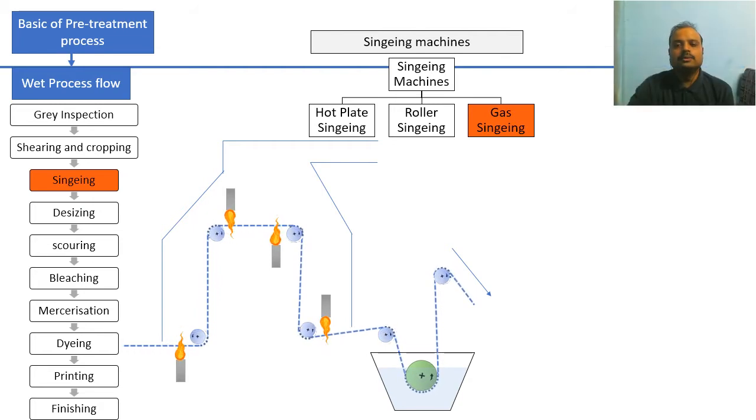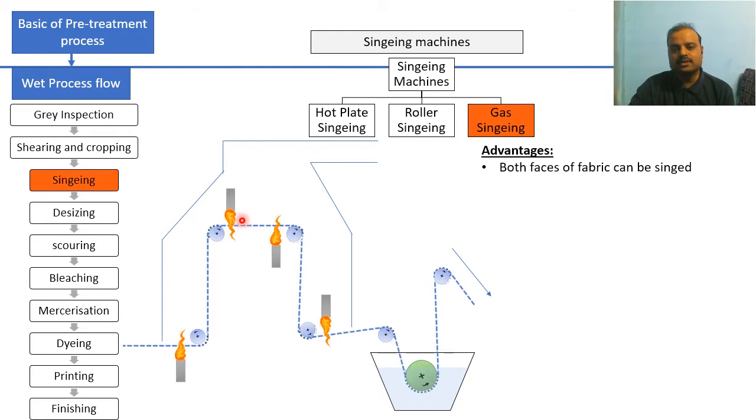Let's talk about the advantages and disadvantages of this gas singeing machine. Starting with the advantage, both faces of the fabric can be easily singed. You can see over here the burner is placed at the right of the fabric and this burner is placed at the left of the fabric. So two burners are burning the hairs from the right face of the fabric, and these two burners placed on the left side are removing or burning the hairs from the left side of the fabric. So both faces of the fabric get singed easily.